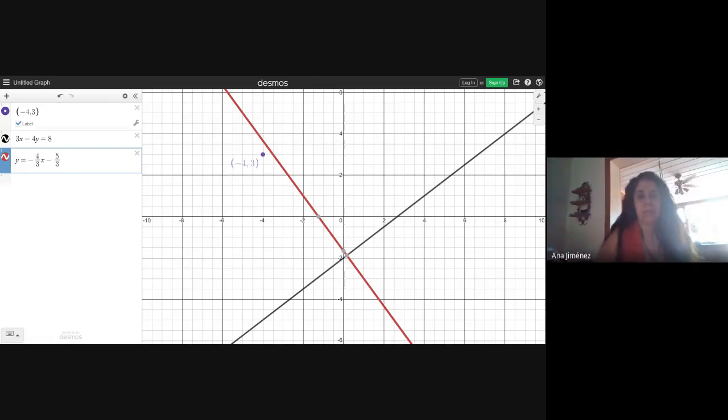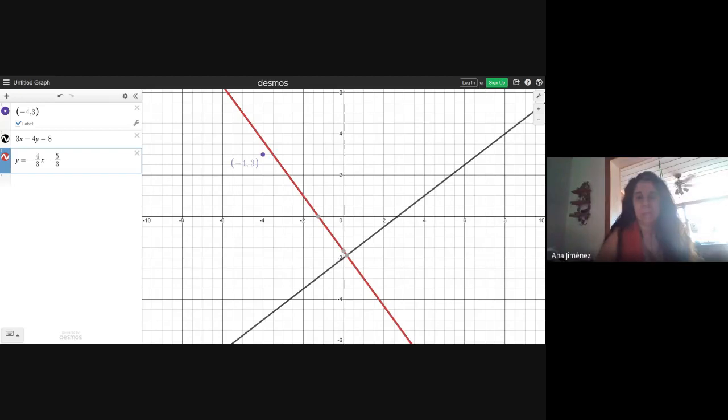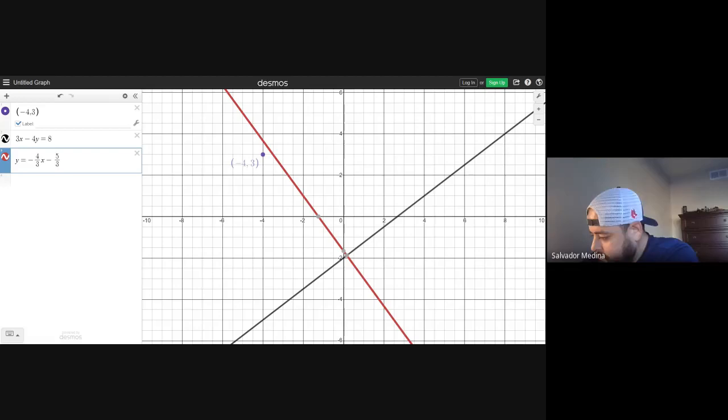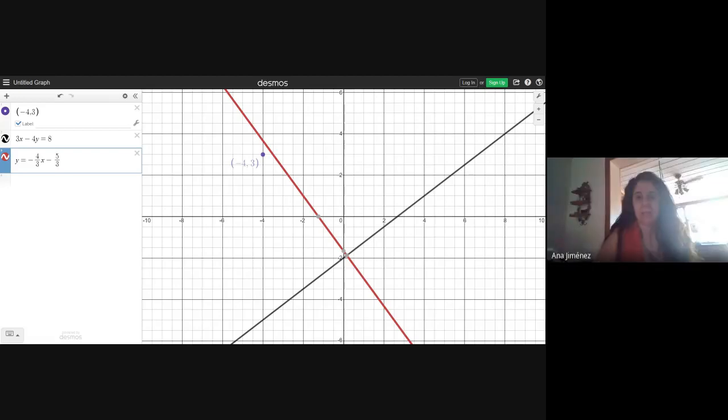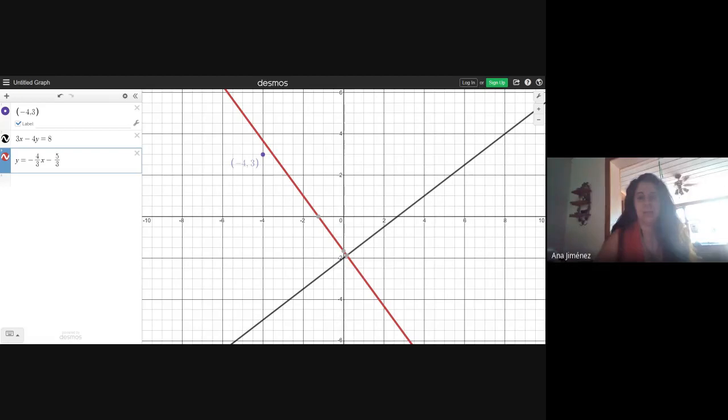Let me make sure. X minus 4y equals 8. We subtracted 3x from both sides and divided by -4. We got a positive 3/4 x, which looks perfect. That looks good. X is -4, y is 3.